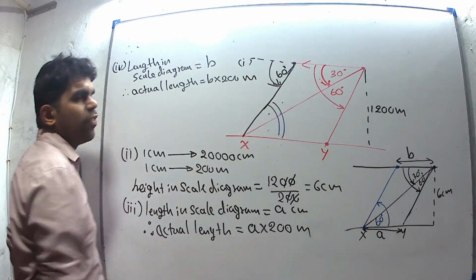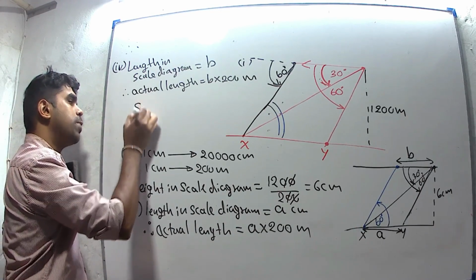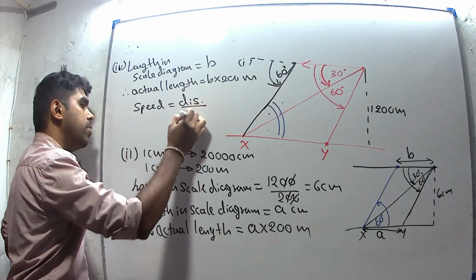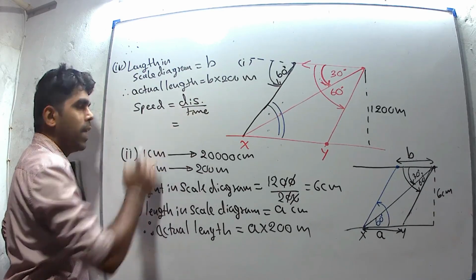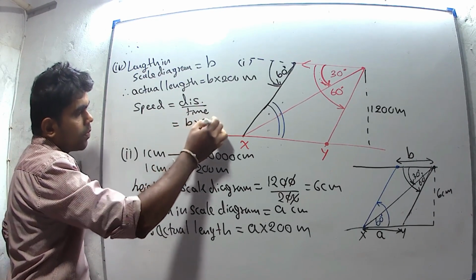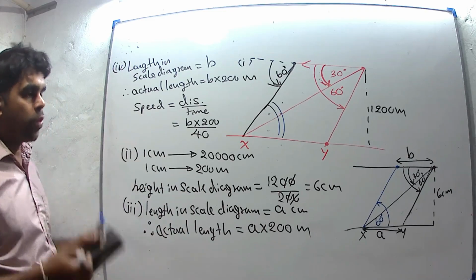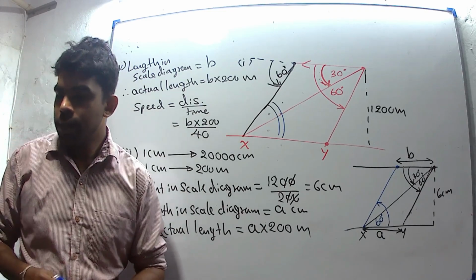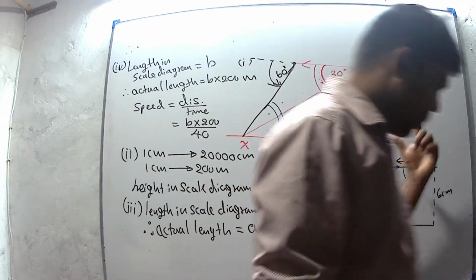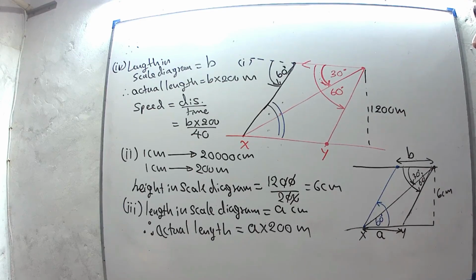It is the distance travelled by the jet within 40 seconds. Now we can use speed equals distance divided by time. You have to find the speed. Distance is B into 200 divided by time 40. You can substitute the corresponding B value by measuring the length represented in this line, and you can find the speed by substituting.